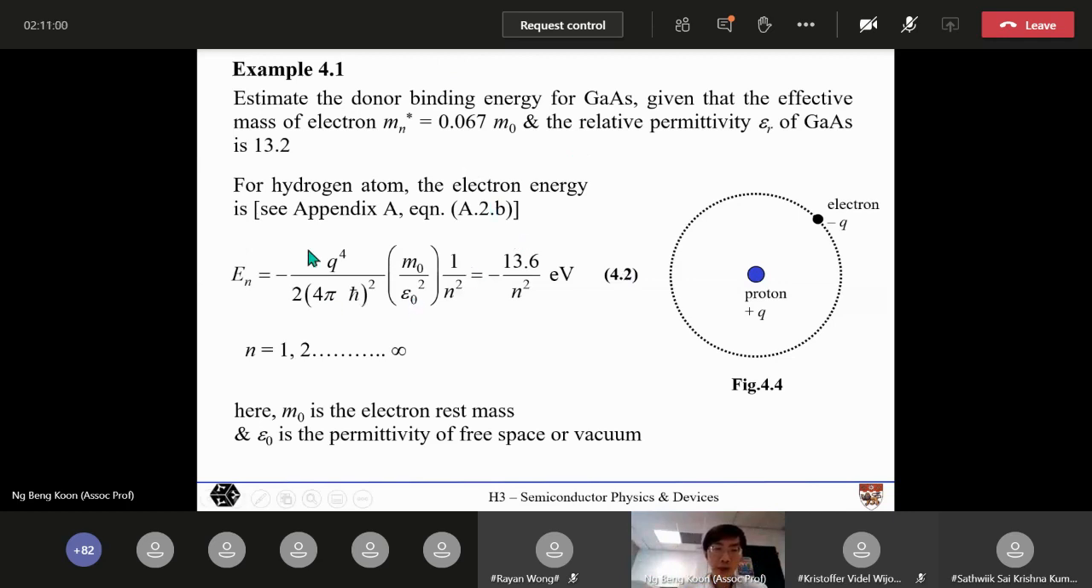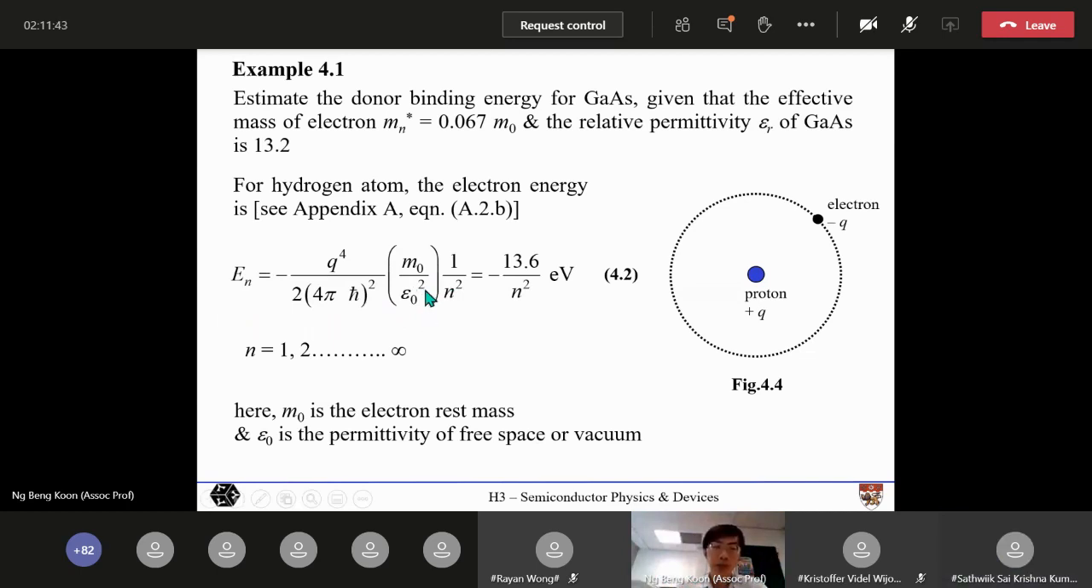Okay, so if you want to use this equation in the context of a donor atom in a gallium arsenide crystal, we can modify this m naught to the effective mass. There is another quantity that we need to modify. It's this epsilon naught value, which in the case of an electron in an atom is the permittivity of free space, because there's nothing around it. But in the case of impurity atoms in gallium arsenide, the surrounding is now the crystal itself. So we replace it with the permittivity of gallium arsenide, because the surrounding is gallium arsenide material.